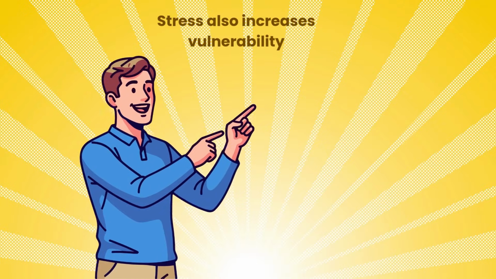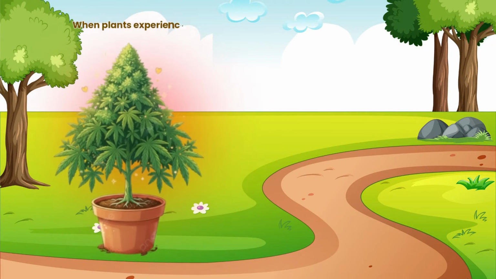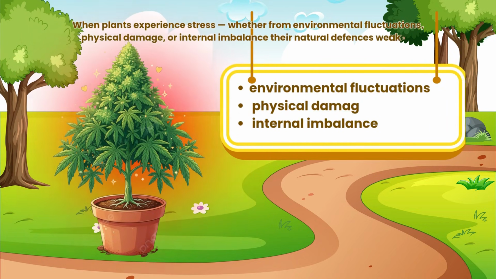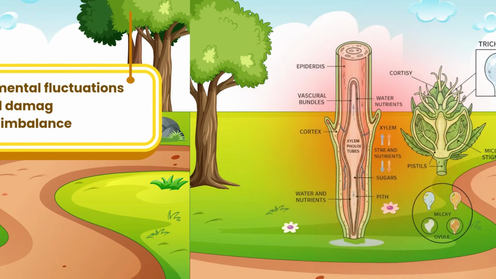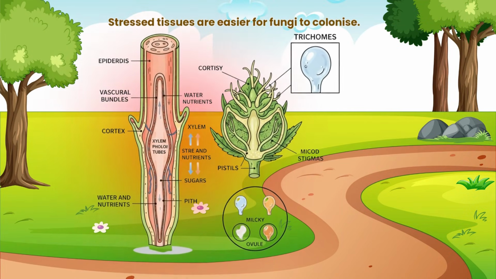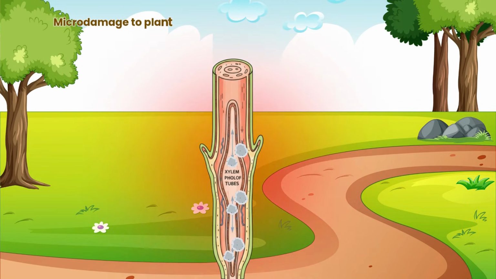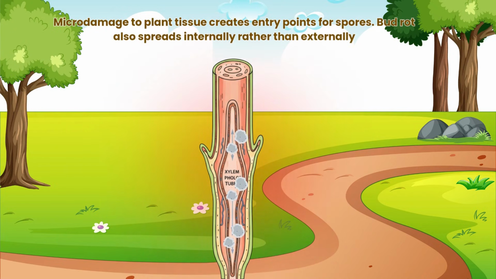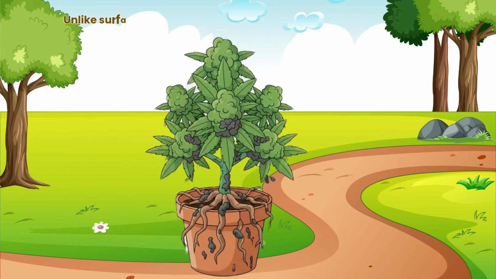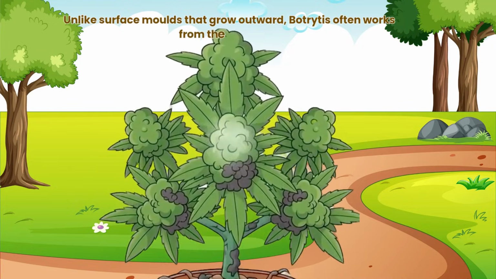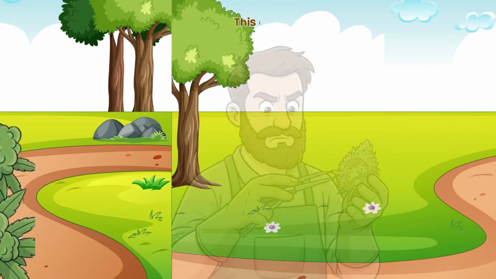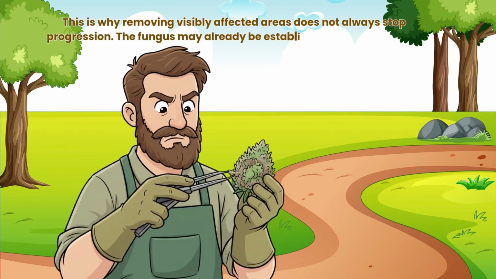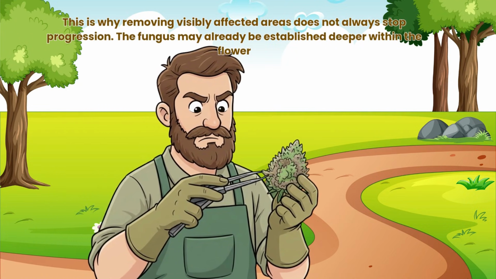Stress also increases vulnerability. When plants experience stress, whether from environmental fluctuations, physical damage, or internal imbalance, their natural defenses weaken. Stressed tissues are easier for fungi to colonize. Micro-damage to plant tissue also creates entry points for spores. Bud rot also spreads internally rather than externally. Unlike surface molds that grow outward, botrytis often works from the inside out. This is why removing visibly affected areas does not always stop progression. The fungus may already be established deeper within the flower.